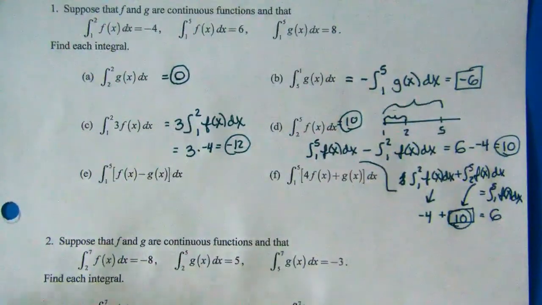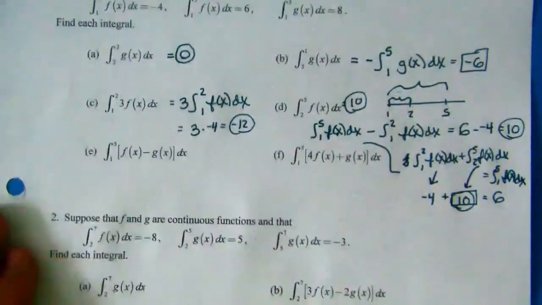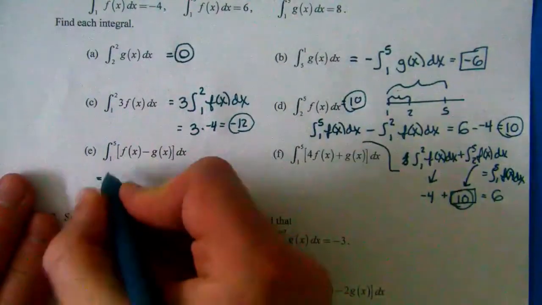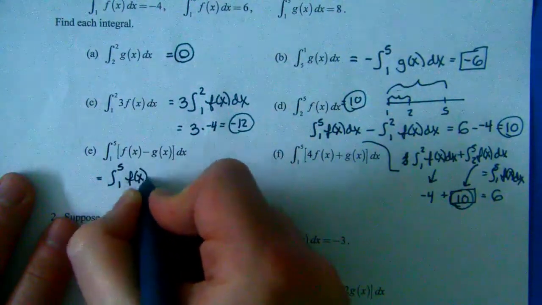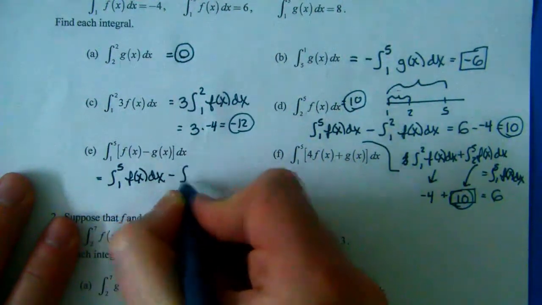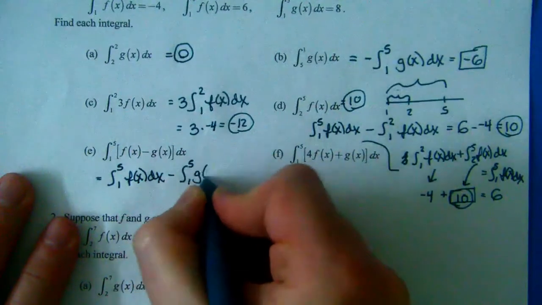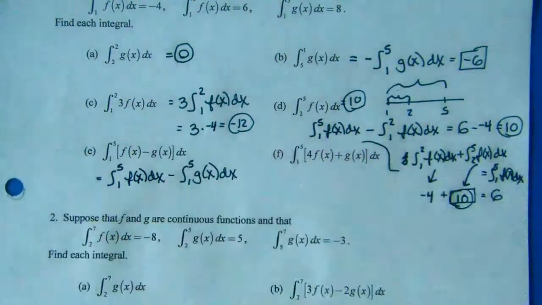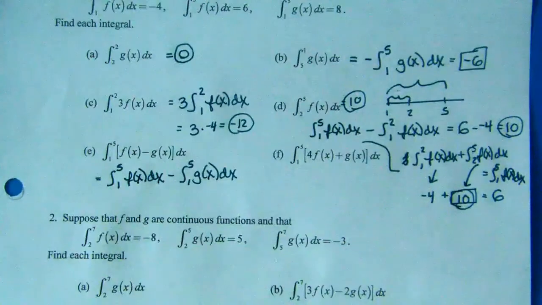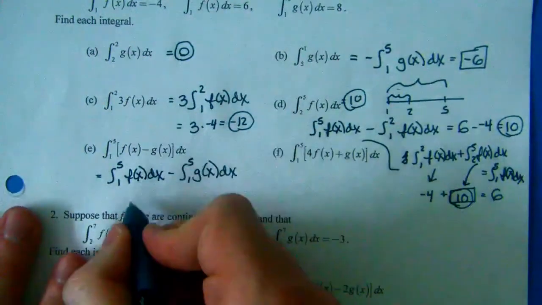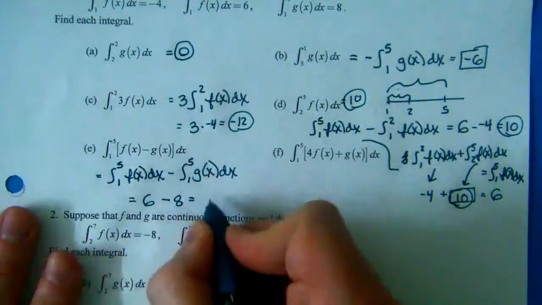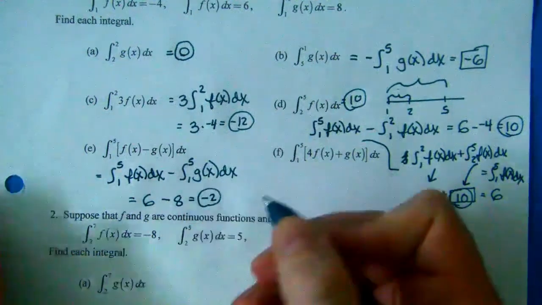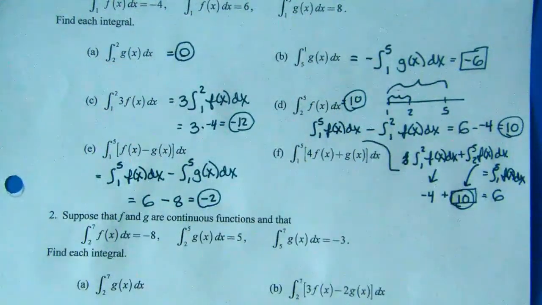Letter E. I'm going to use my sum and difference property. It says I can rewrite this as the integral from 1 to 5 of f of x dx minus the integral from 1 to 5 of g of x dx. Finish it off and tell me the answer. Pulling this information from what was given, this looks like 6 minus 8. I'm getting negative 2 out of that. You go do letter F.